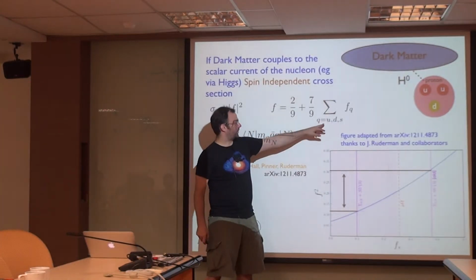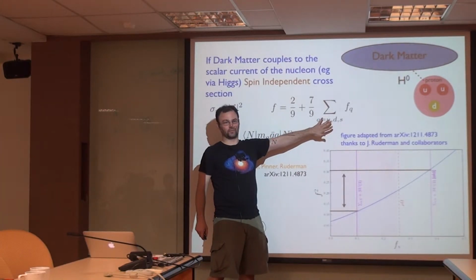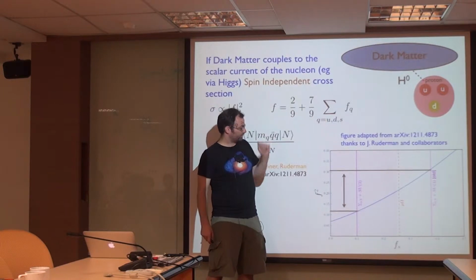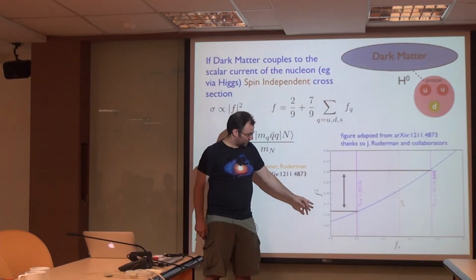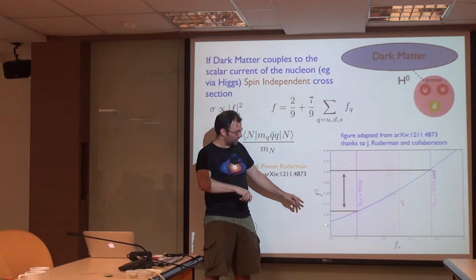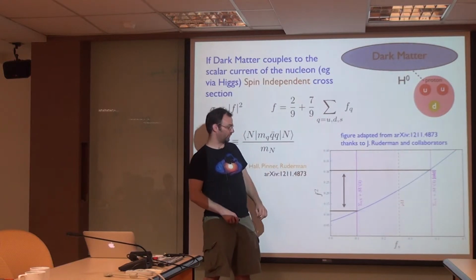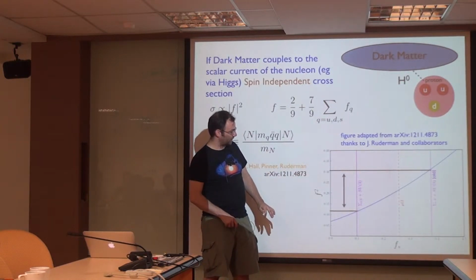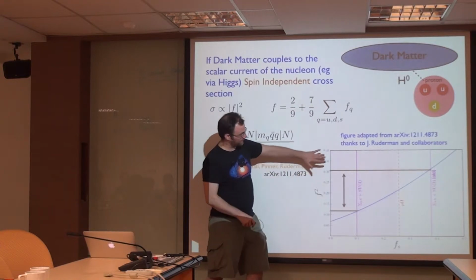So here, the up and the down numbers have been taken and frozen from pion nucleon scattering. And then it's plotted as a function of Fs. Only the strange contribution remains. So what is the point? The point is, it's kind of hard to make out.